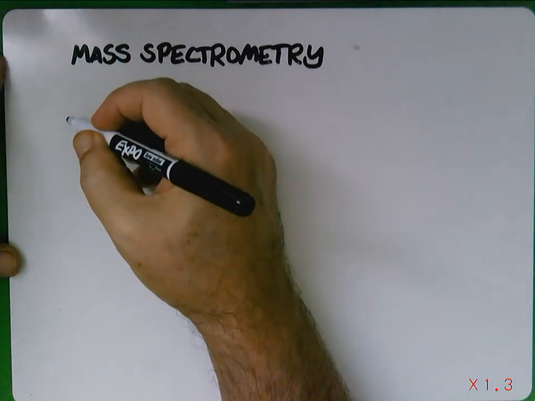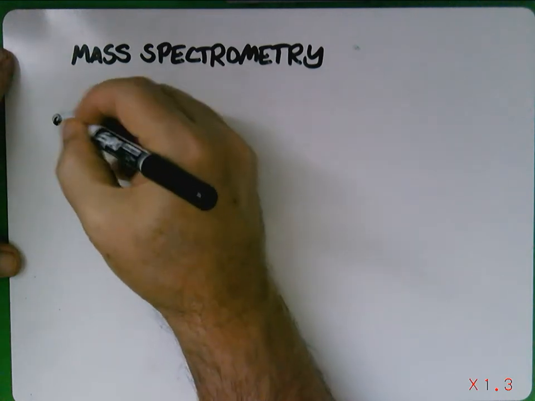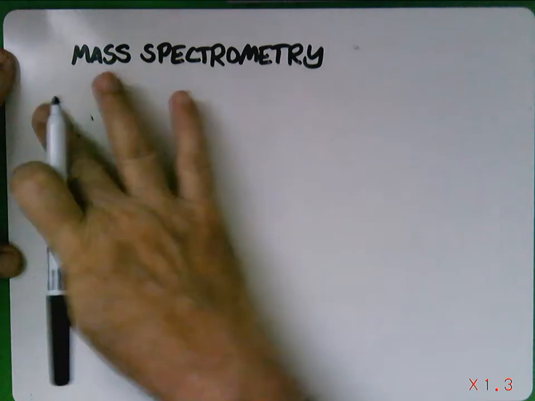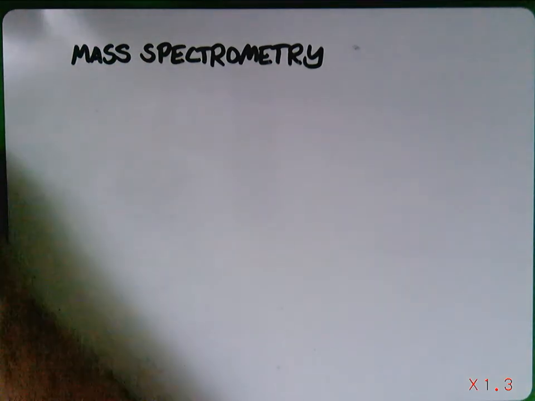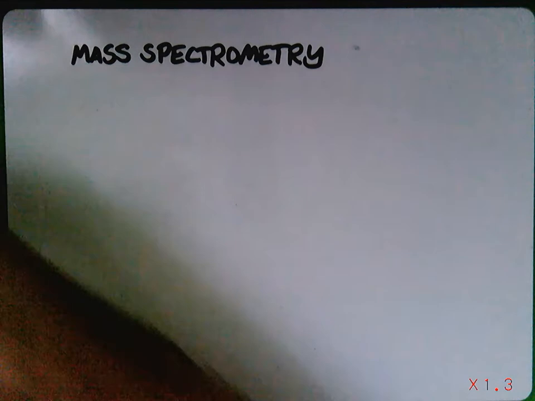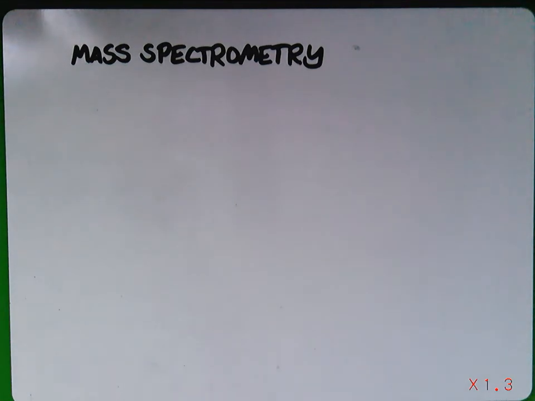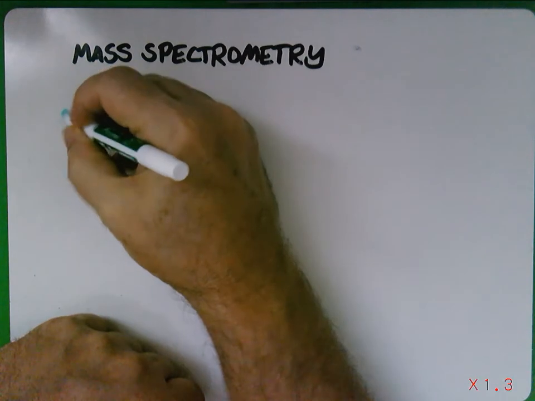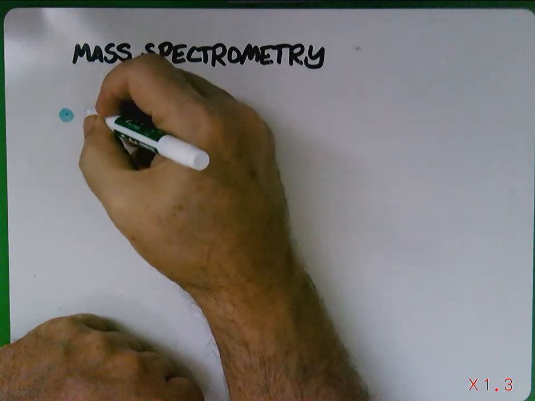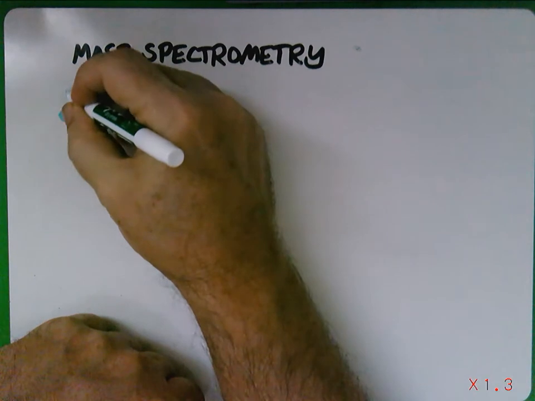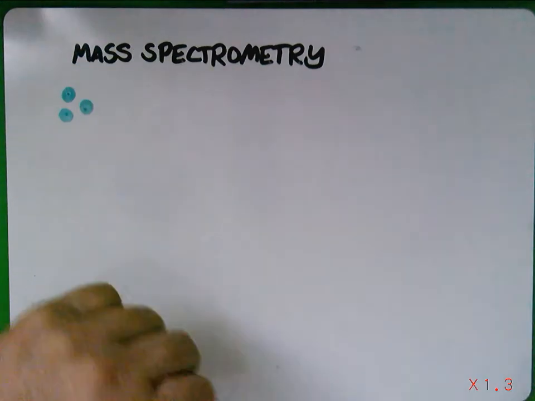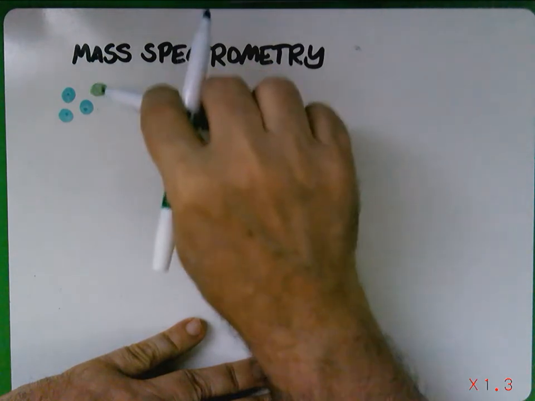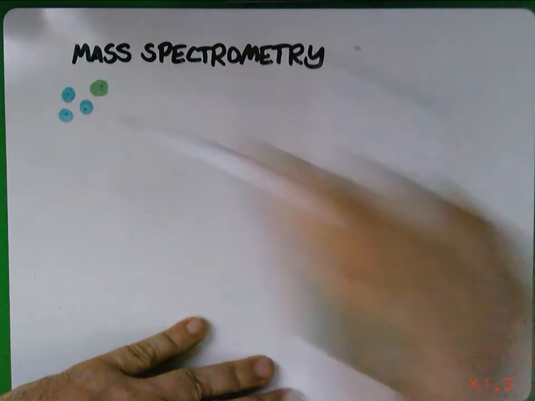Alright, the first thing you do is you atomize your sample. Let's suppose we have a sample of chlorine, okay? And we've got two isotopes in there. We've got chlorine 35 and we've got chlorine 37, which I'll draw a slightly different color and a slightly different size.